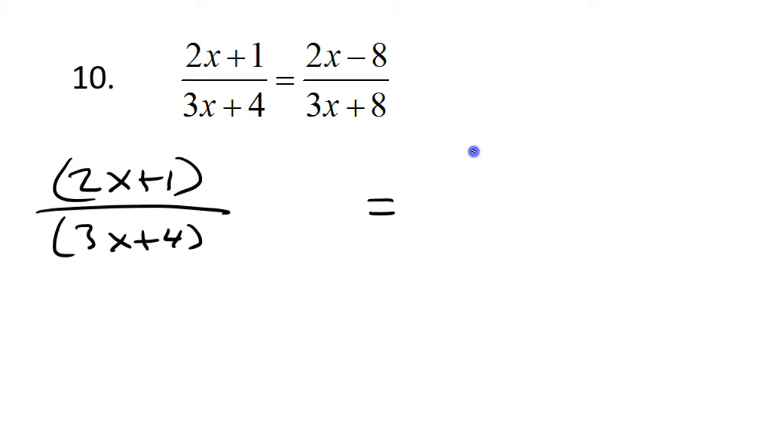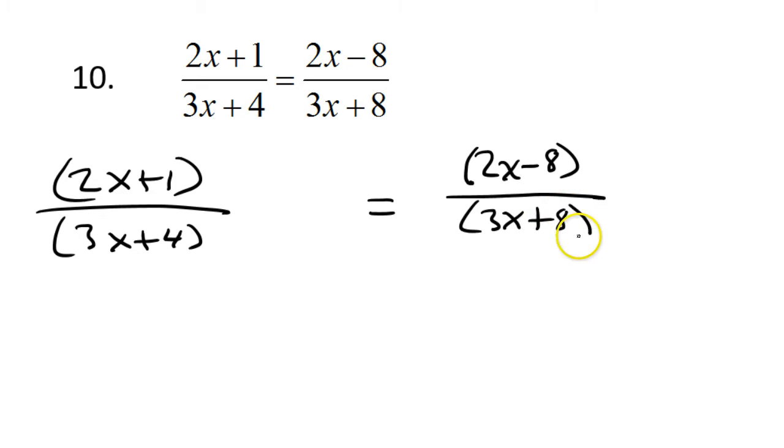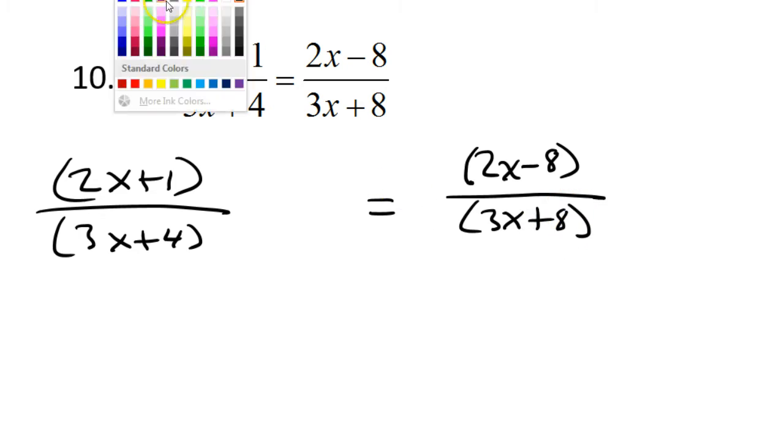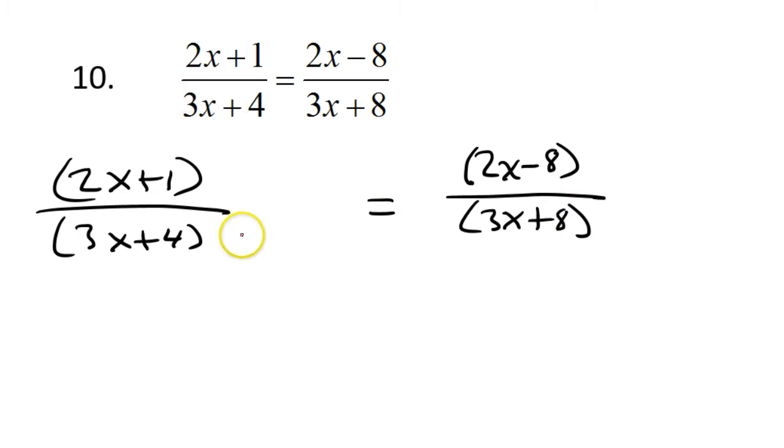And that is equal to 2x minus 8 over 3x plus 8. And I'm going to use the like denominator method again. Again, I could cross multiply, which is what I would normally do. But this is a method that works for everything, and it gives me the same answer. So if you want to just learn one method, this is it, like denominators.